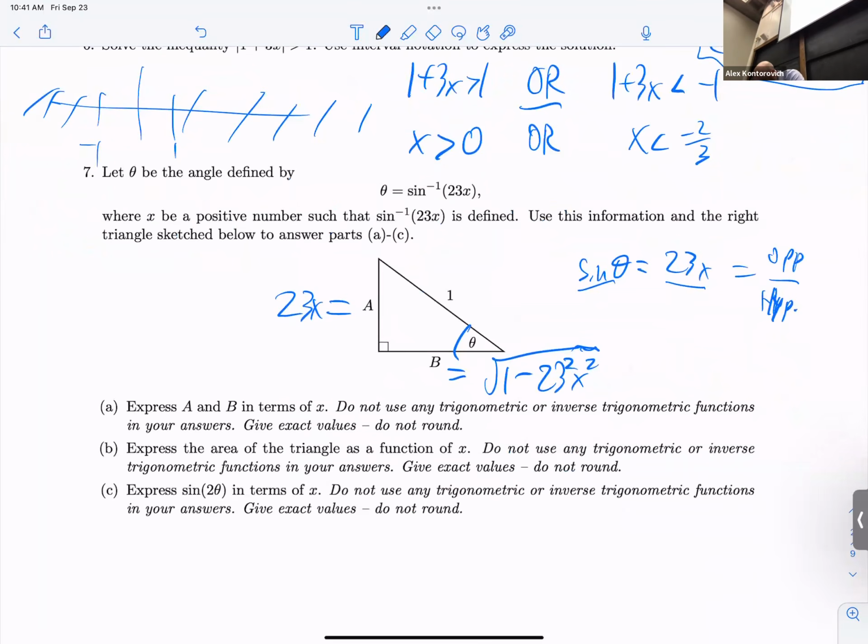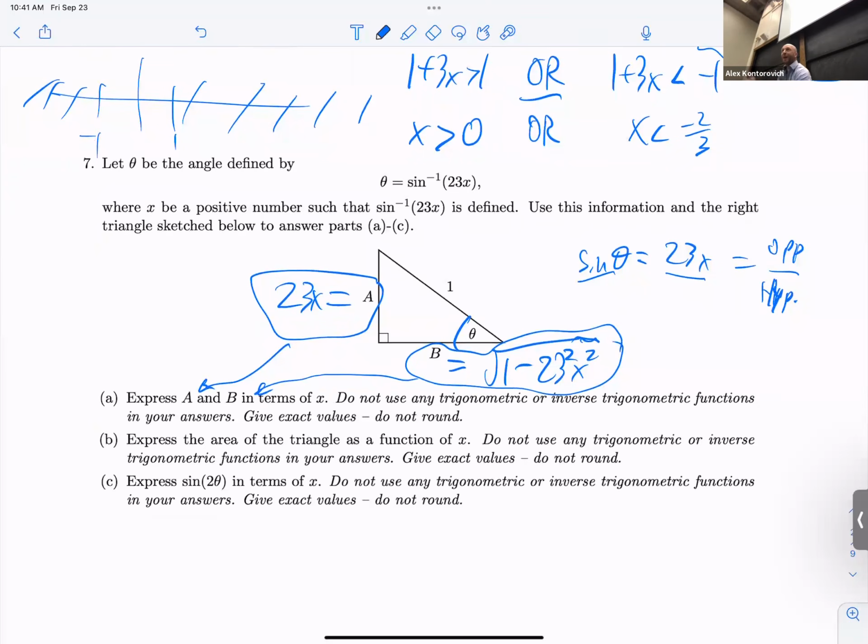All right, express A and B. Oh, look at that. We did part A without even trying. Okay, express A and B. Here's A in terms of x. Do not use trigonometric functions, right? Don't tell me it's the arc cos of this, of the arc sine of whatever. That's A, that's B. Done.